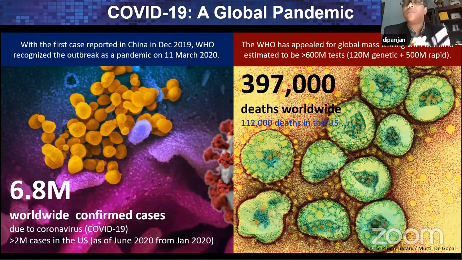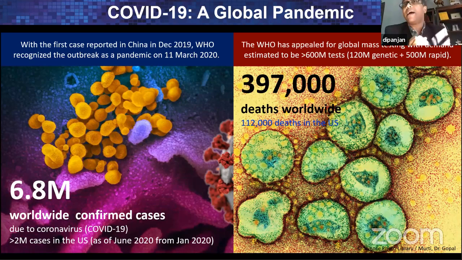In the US alone, we are leading from the front, ironically speaking, with more than 2.5 million cases as of June 2020, counting from January. So in 5-6 months, we have more than 2 million cases.